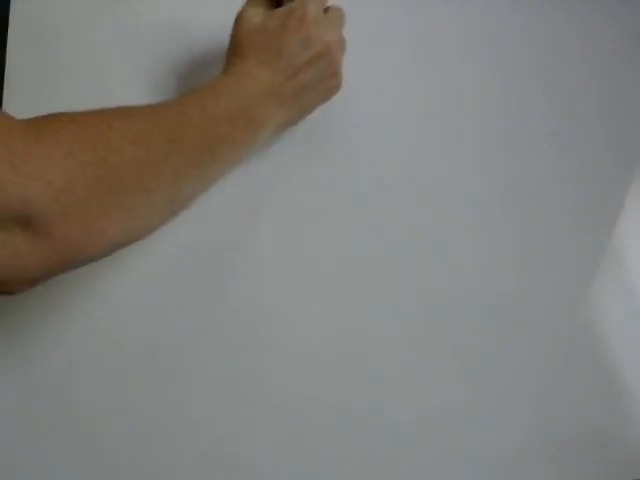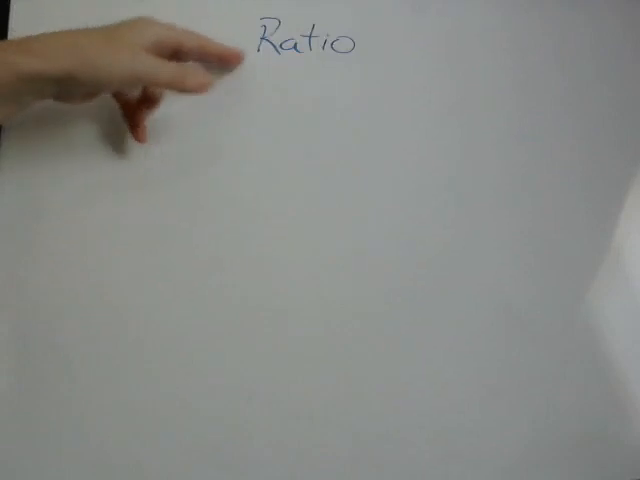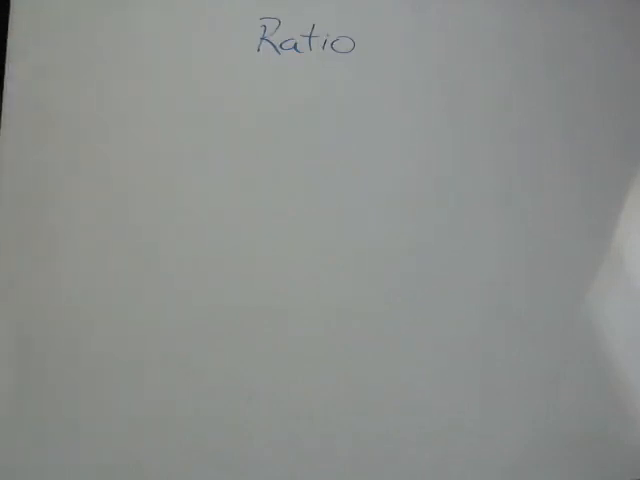Here we're going to talk about ratios. Ratios compare two numbers or express the relationship between two numbers. And so the way that you write a ratio, you can write it in one of three ways.